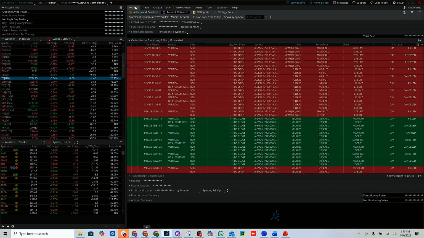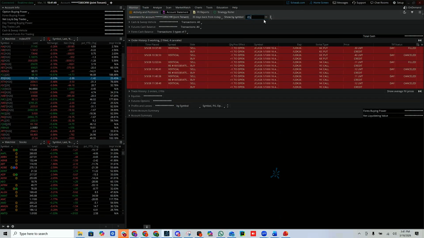I only have 2 trades on right now. Oh, there it is. Let's try CL. Let's pick out all the CL trades. Okay, so here it is. We did this trade on 3-3, 7 days ago. These are all the canceled ones. This is the filled one.